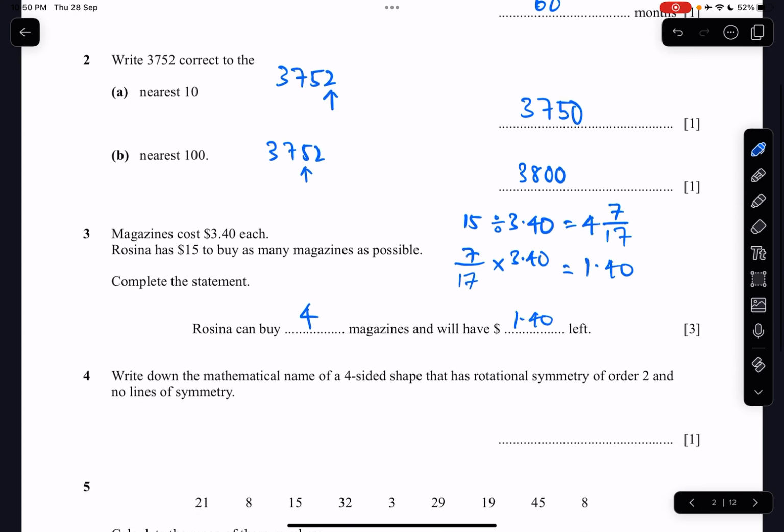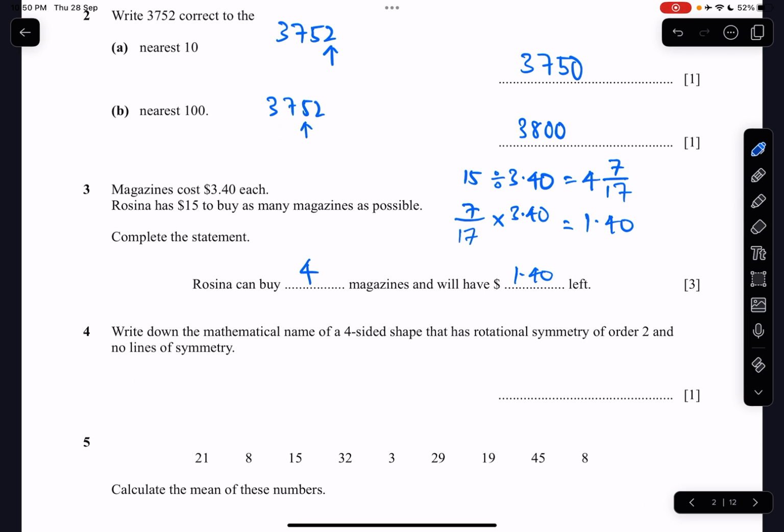Okay, now question number 4. Write down the mathematical name of a four-sided shape. Okay, so no line of symmetry. Okay, the only one that I know that doesn't have a line of symmetry that has a special name will be a parallelogram. So if I draw a parallelogram, okay, you will see that there is actually no line of symmetry for this, and it has a rotational symmetry of order 2. How do I know that?